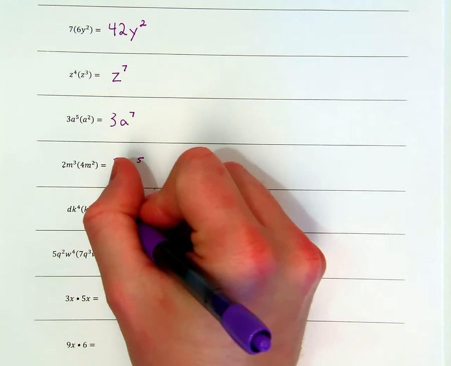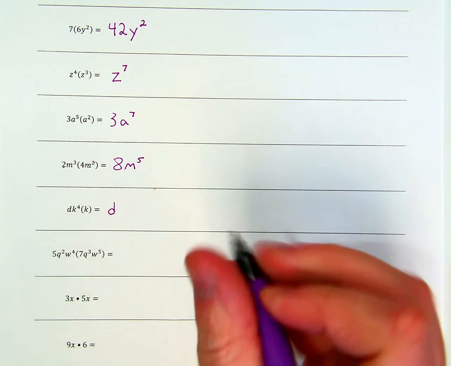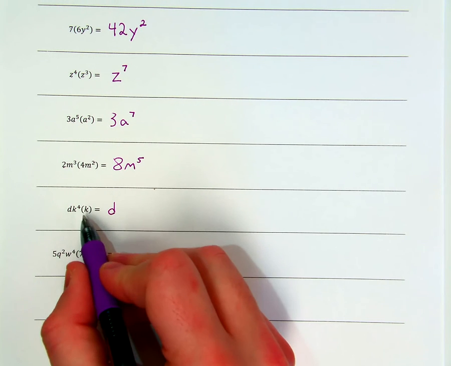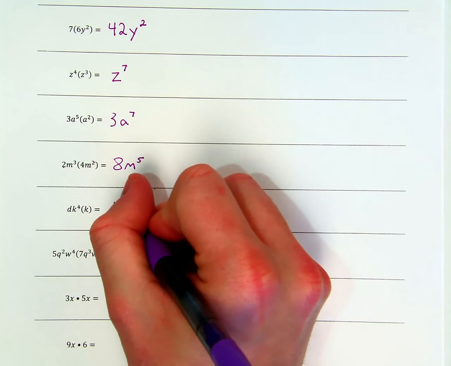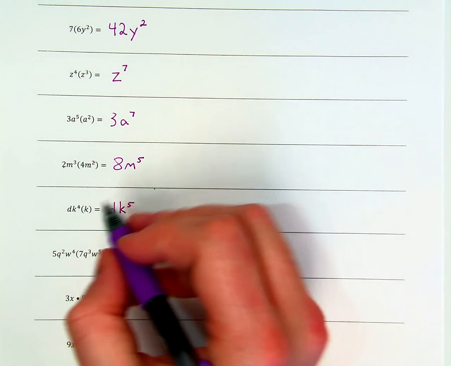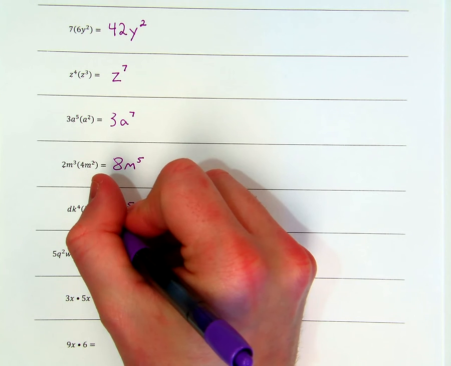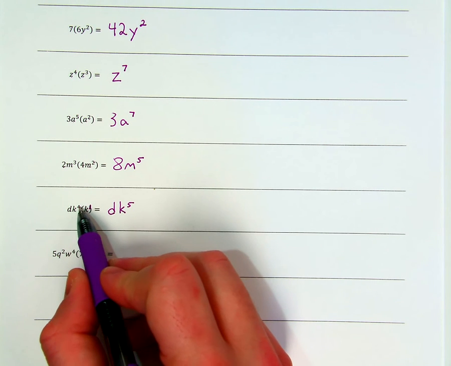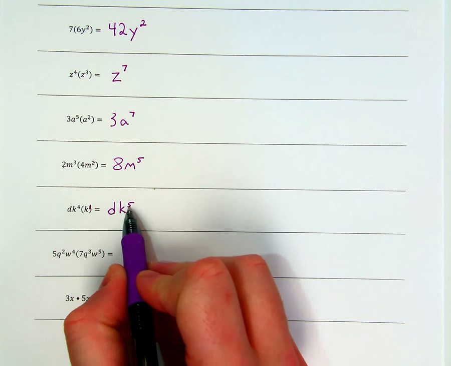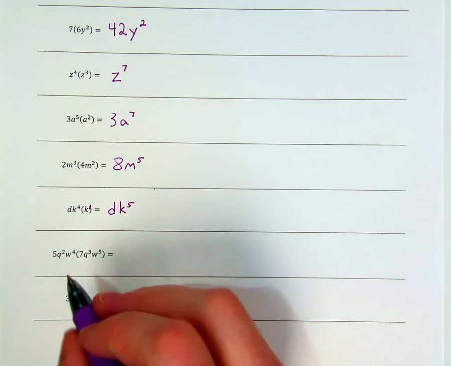There's only a single D in this problem, so we're going to just write D. There are 4 K's here and another single K, which makes a total of 5 K's. If there are no exponents present, you can assume it's an invisible 1. 4 K's plus 1 more K makes 5 K's.